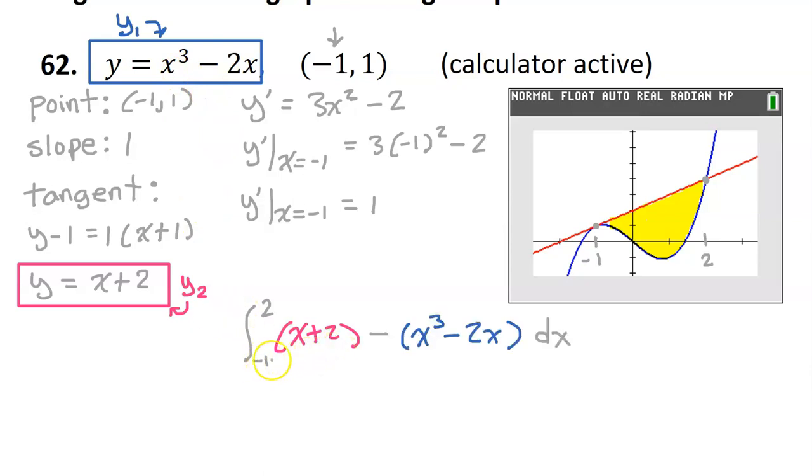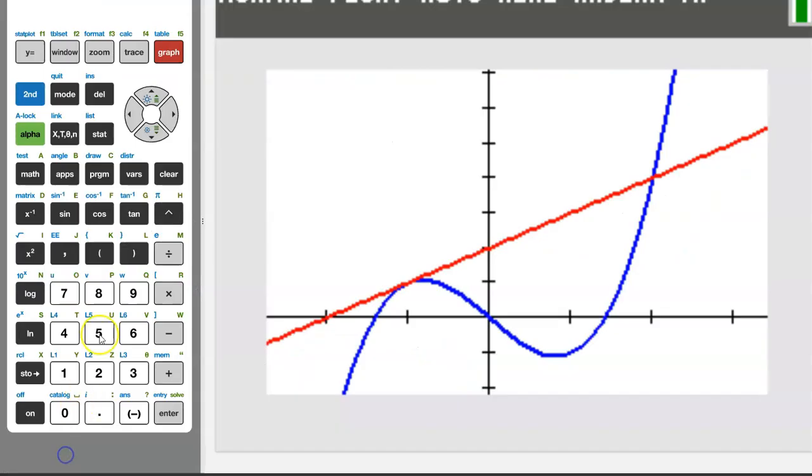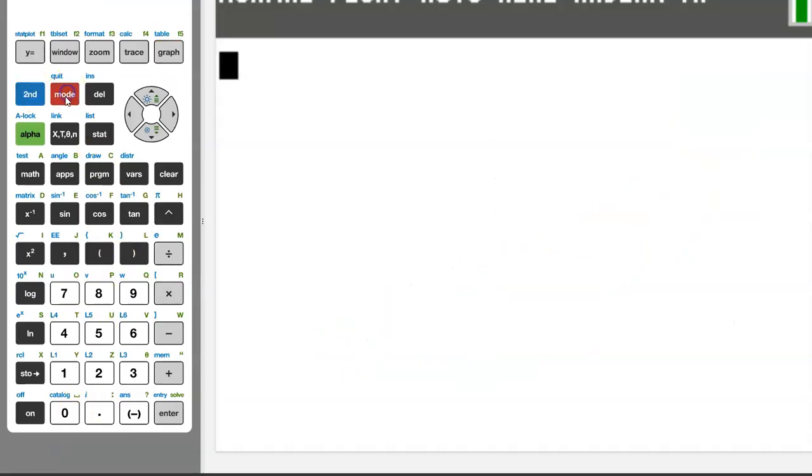So we could type all of this into our calculator. However, don't forget that we typed the x plus 2 into y2, and we typed the x to the third power minus 2x into y1. So we can just integrate y2 minus y1. So let's quit our way out of this and hit the math button, choose option 9 for integration, and we are integrating from -1 to 2.